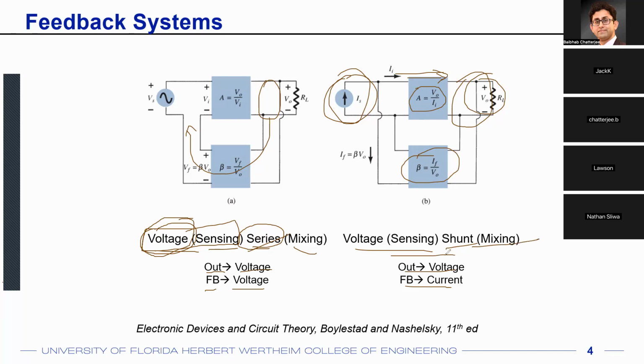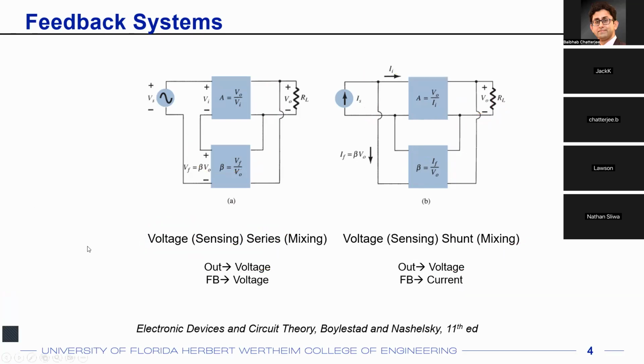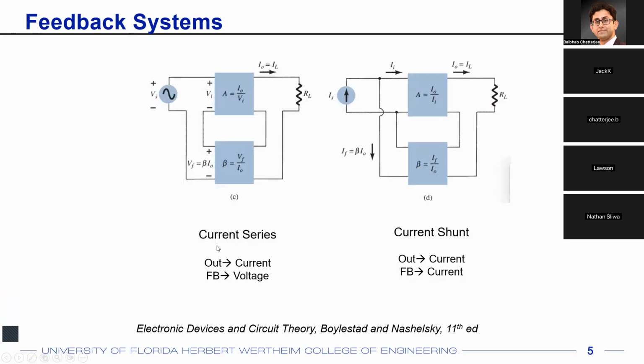So voltage sensing shunt mixing will mean your output is voltage and feedback quantity and input is current. Similarly, you can intuitively understand what would be the other 2 scenarios. The other 2 scenarios could be current series. So the first term, which is always related to the output, the sensing term, means that you sense some amount of current from the output. So your output is a current. And your input is a voltage, because the second term says it's series. So first term is output, the second term is input. Or the first term is the sensing quantity, the second term is the mixing quantity. So output current and input and feedback are voltages. And then finally, you can have a current shunt feedback where your output is current, your input is also current. Right? So you sense some of that output current and mix it back at the input side. So again, just voltages and currents, 4 different choices.